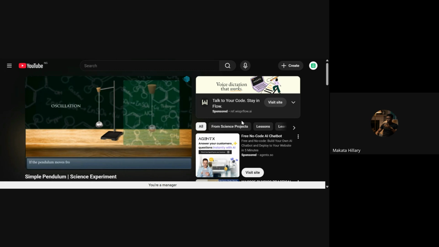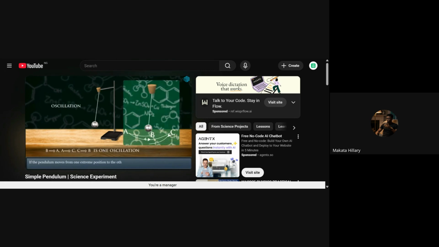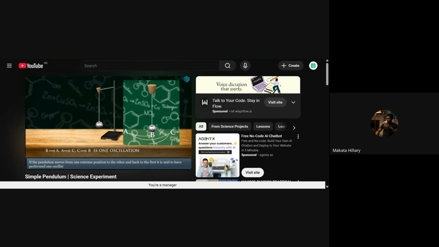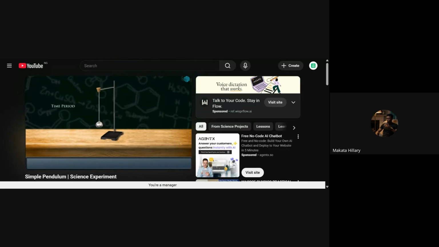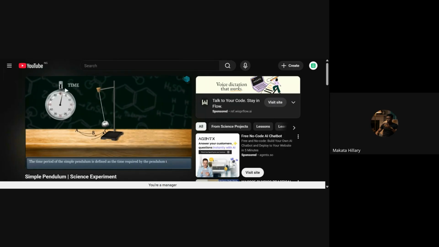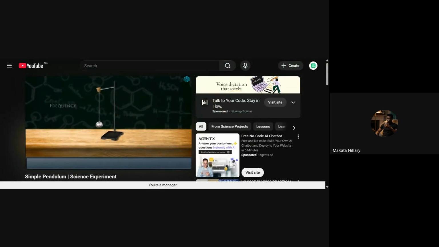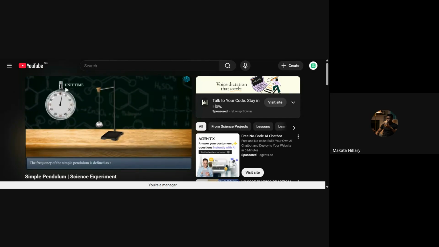If the pendulum moves from one extreme position to the other and back to the first, it is said to have performed one oscillation. Time period. The time period of a simple pendulum is defined as the time required by the pendulum to complete one oscillation. Frequency. The frequency of the simple pendulum is defined as the number of oscillations performed per unit time.